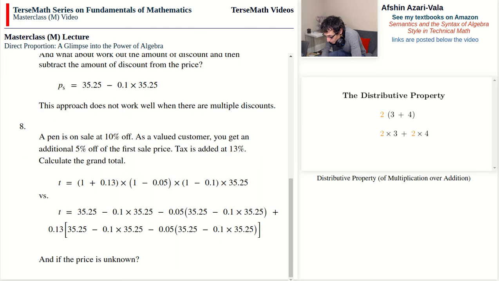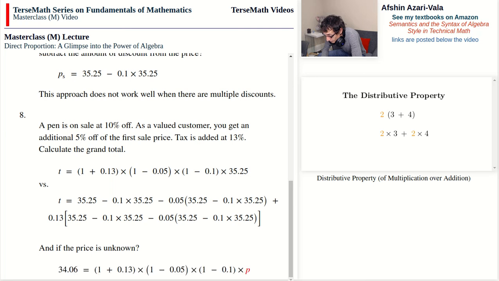What if the price is unknown, which is something we will look at in a few videos ahead. If price becomes unknown and the grand total is known, then this gets replaced by a quantity symbol, and so we end up with this equation, 34.06. Now we know the grand total is $34.06. That's 113% of 95% of 90% of the unknown price.